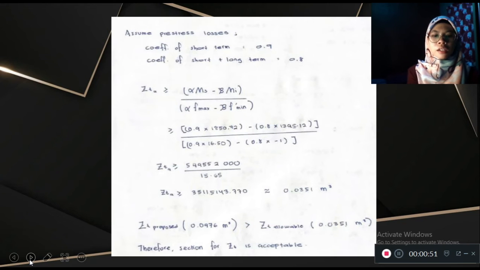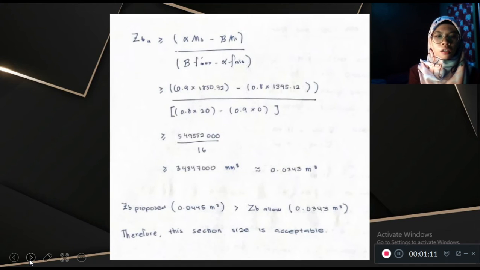Next, we determine the ZT and ZB values. For the ZT proposed, we got 0.0976 meter cube, which is greater than the ZT allowable, 0.0351 meter cube. Therefore, the section for ZT is acceptable. For the ZB proposed, it is 0.0445 meter cube, which is greater than the ZB allowable, 0.0343 meter cube. Therefore, the section size is acceptable.